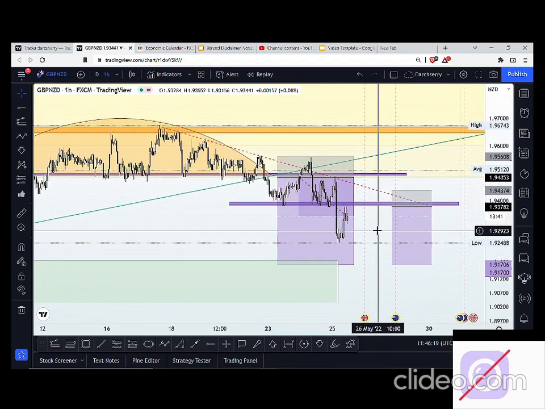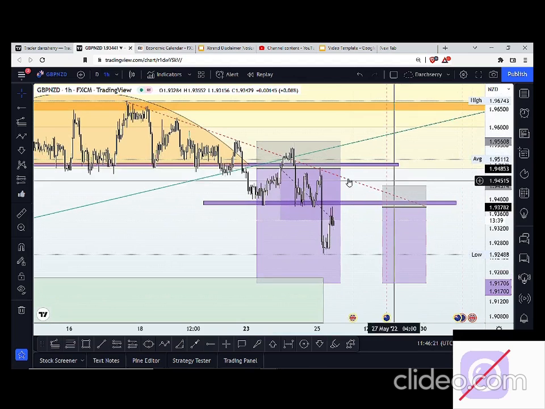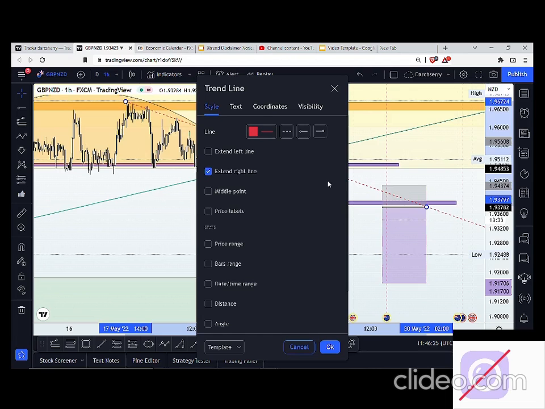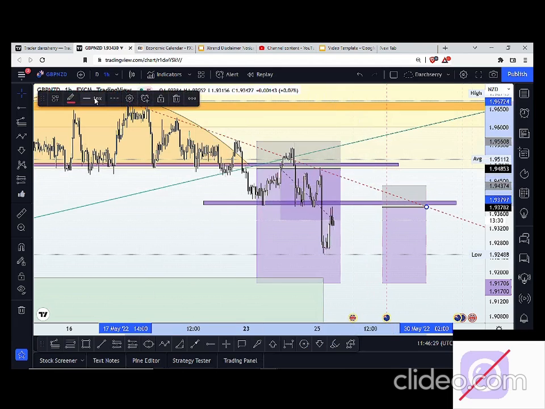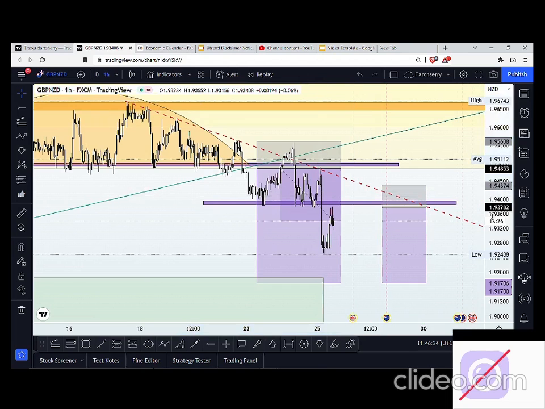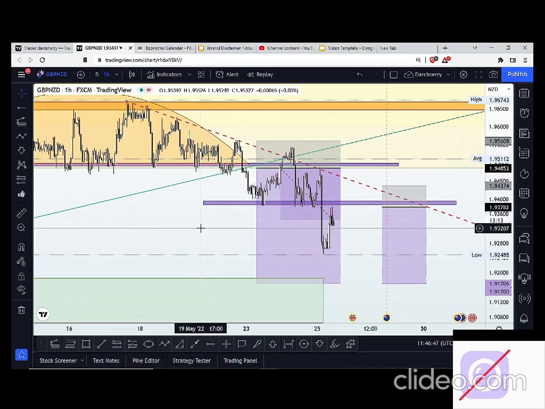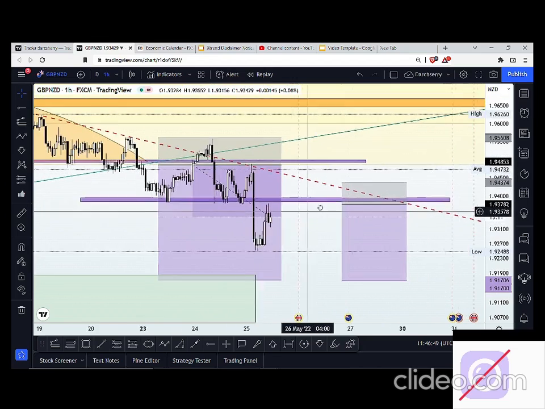There are two things we want to be using as our guide. The first is this bearish trend line, which I would like to extend a little bit, and thicken it a little bit so that we can see it. Yes, we have that trend line to guide our actions, coupled with this key level right here at 1.94 area, to guide our actions going into the New York session.